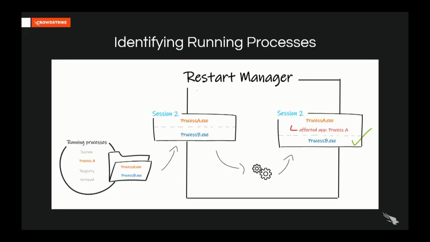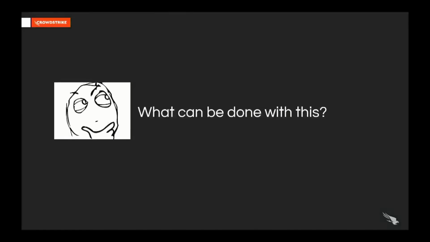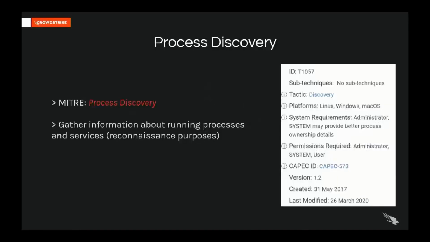So if we do this operation with all the binaries of the system, we can then retrieve the list of all the processes currently executing. And we can wonder, what can we do with that? Because we get the list, so how can we use it? Well, we can first use it to perform process discovery. So as a first step for reconnaissance purposes, gathering information about which processes and services are running will give information about the context of the execution and can help perform other steps later on.